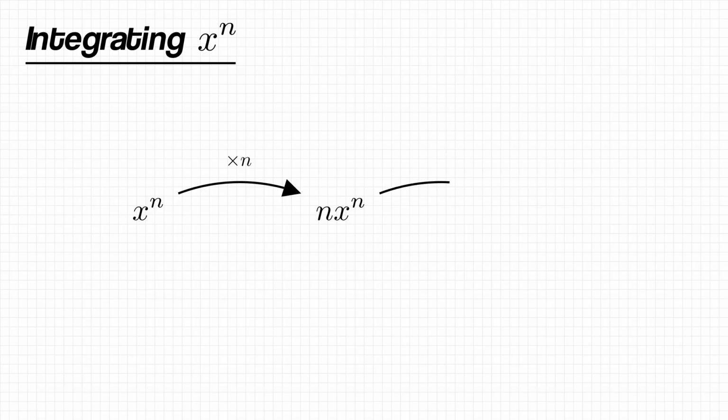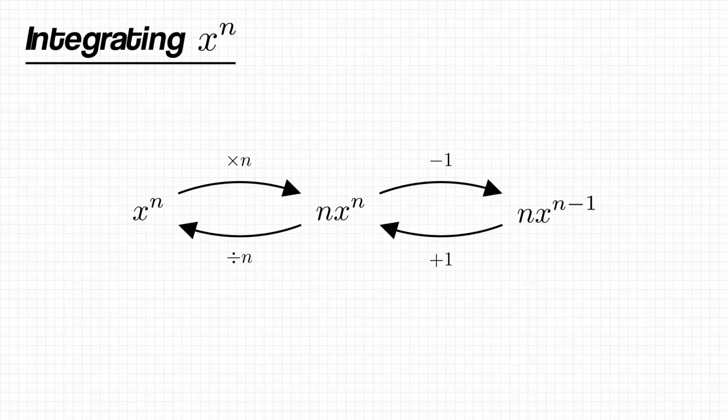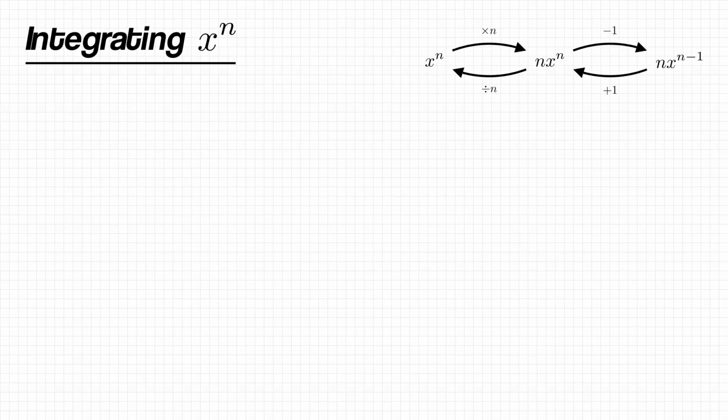Let's use our knowledge of differentiation to work out how to integrate powers of x. First, let's recall to differentiate a power of x, we multiply by the current power and then reduce the power by 1. The inverse process would be to first add 1 to the power and then divide by the current power. Let's apply this process, but starting from x to the n this time.